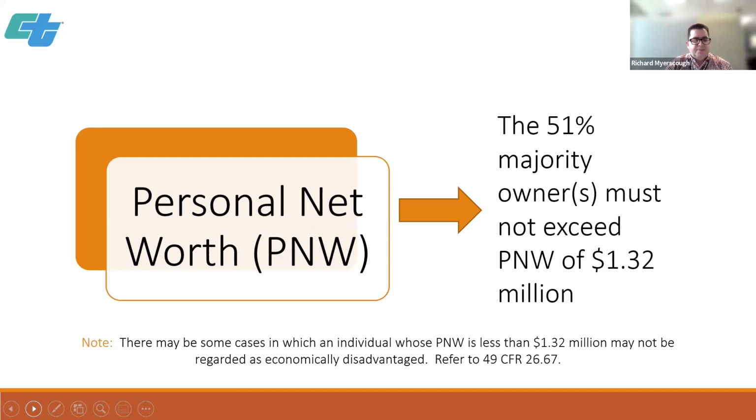Personal net worth, PNW. So we mentioned it previously, but let's talk about it a little more. The 51% majority owner must not exceed a personal net worth, so you personally, of 1.32 million. This number will probably increase in the future, it does increase every few years, but that's the current one. Your primary residence would not be included in this amount. So if you own a house that's worth $500,000, that won't be considered part of your personal net worth, nor would the value of your business.